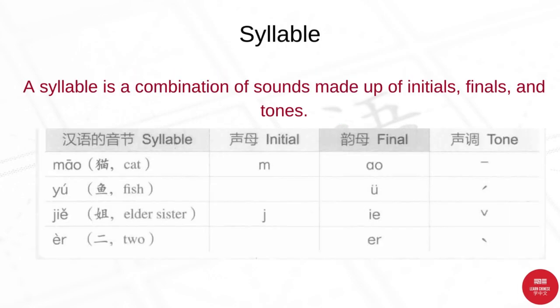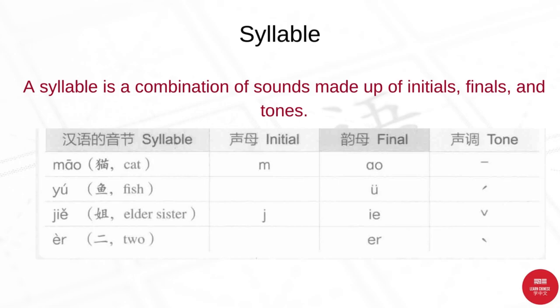Till now, we have learned initials, finals, and tones. Now, the syllable. What is a syllable? A syllable is a combination of sounds made up of initials, finals, and tones. Here I am giving four syllables and going to explain how these syllables come from these initials, finals, and tones.